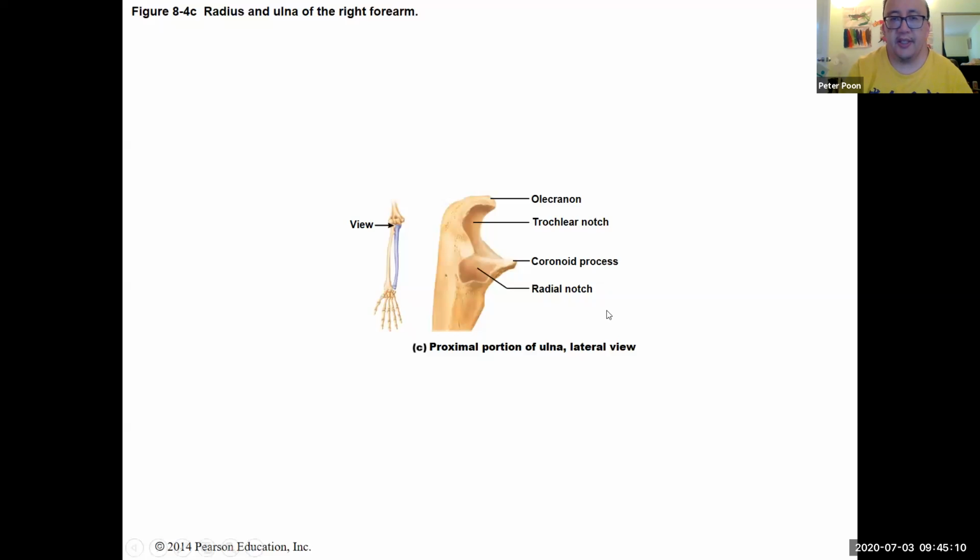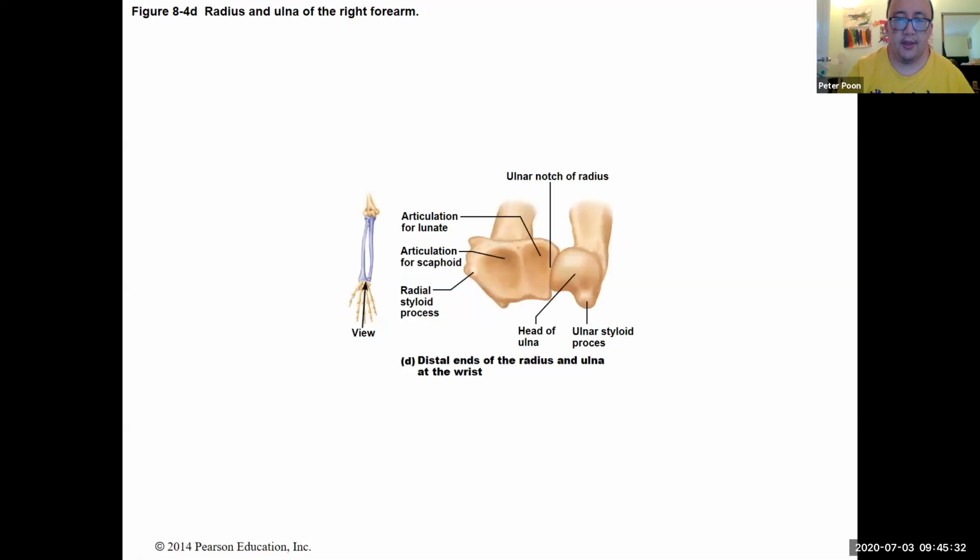So here you can see this is a much better shot of the elbow. The olecranon is here, so the point of your elbow is actually the olecranon. And then here you have the trochlear notch. And then here you have the coronoid process. You have the radial notch right here. So ulnar styloid process right there.